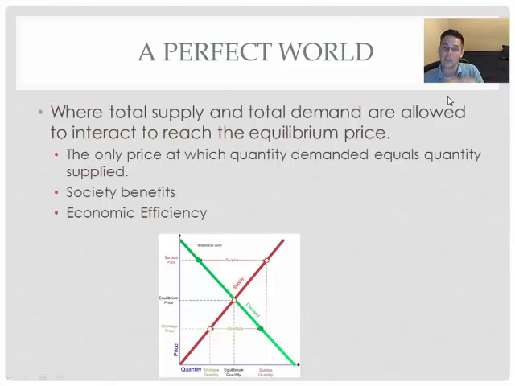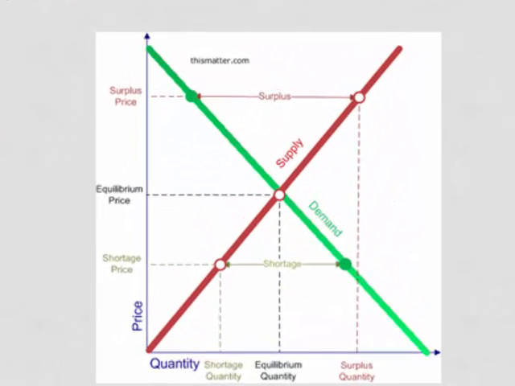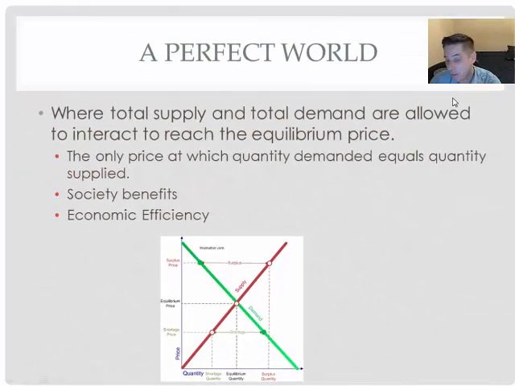Even if they don't reach it, they want to get as close to it as possible. And it's where total supply and total demand are allowed to interact, to reach the equilibrium price. The equilibrium price is where the demand curve and the supply curve that we talked about before intersect. So we look at them with separate graphs. You can actually put them over each other, and that price point where they match, that's the equilibrium price where quantity demanded actually totally equals quantity supplied. Suppliers aren't making too much, and the buyers are buying everything that's sold.